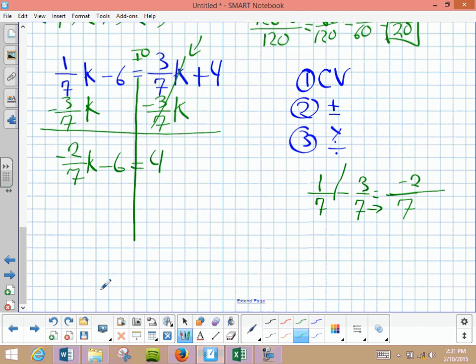Are you following? Wait, so why wouldn't it be k plus 4? Because you brought the variable to the other side. No, listen. We didn't move just the fraction. We moved the whole thing. We have 3/7 of a k. That's what we have. Are we following? Yes.